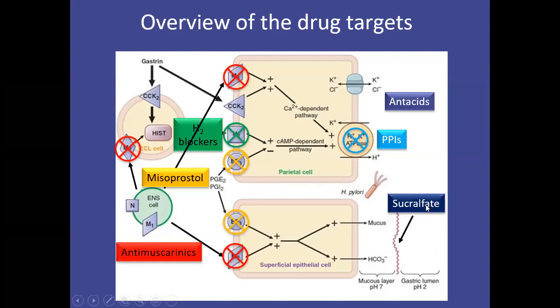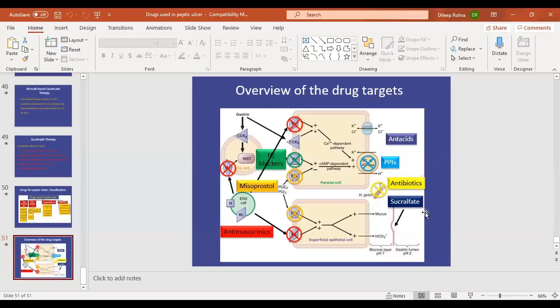Sucralfate is cytoprotective, but the mechanism of action is different. Okay, then finally we have antibiotics, and several antibiotics which are killing the H. pylori and help in the management of ulcers. Okay, that's it. Any question?